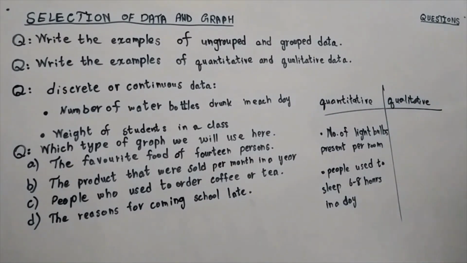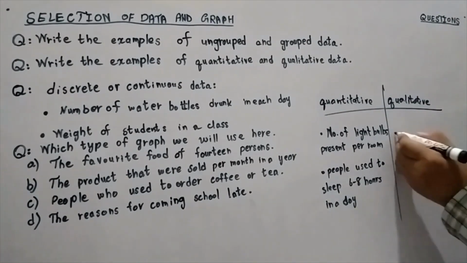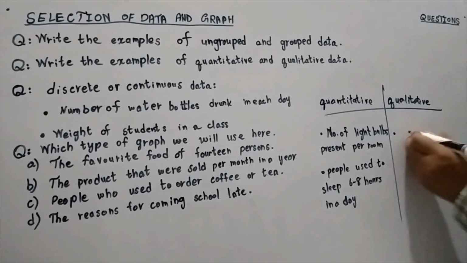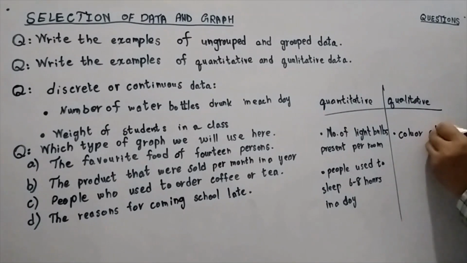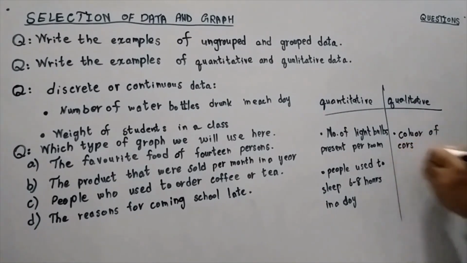Now here we have qualitative, or categorical, data. Here we have the quality, the type of thing we have. I can write the color of cars. Let's take the example here. Let's say my car color is blue, red, black, or white. You can see that we are not getting numbers.